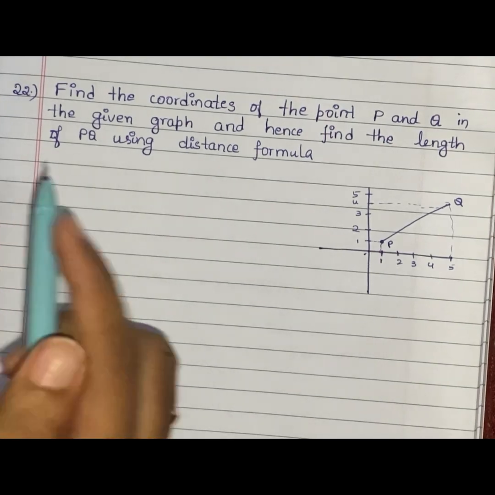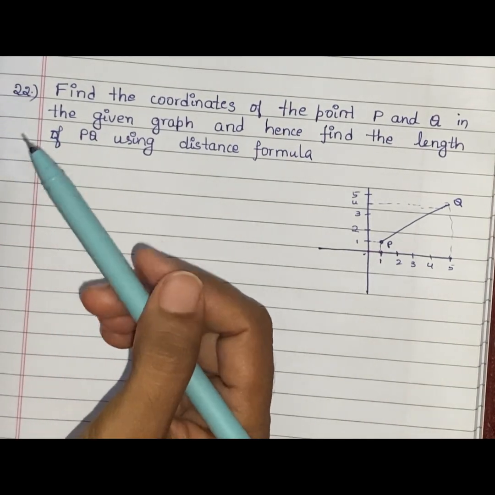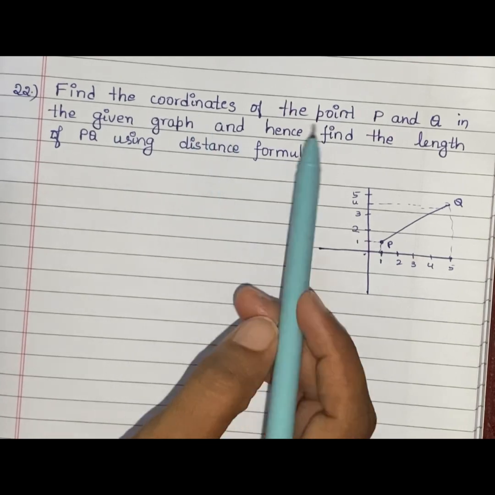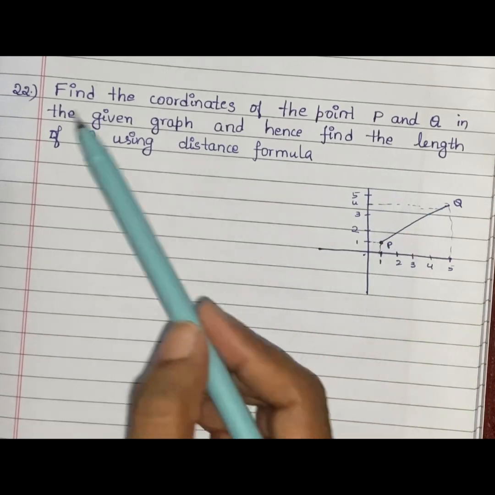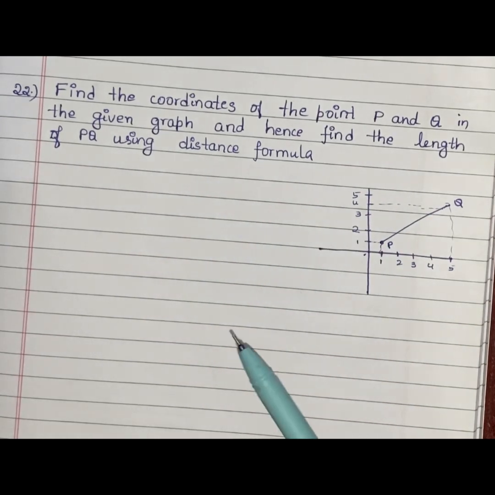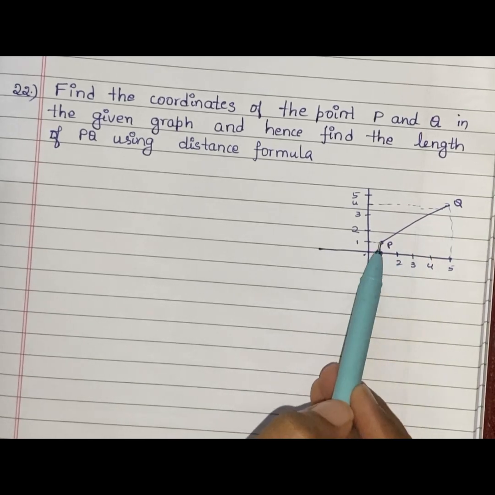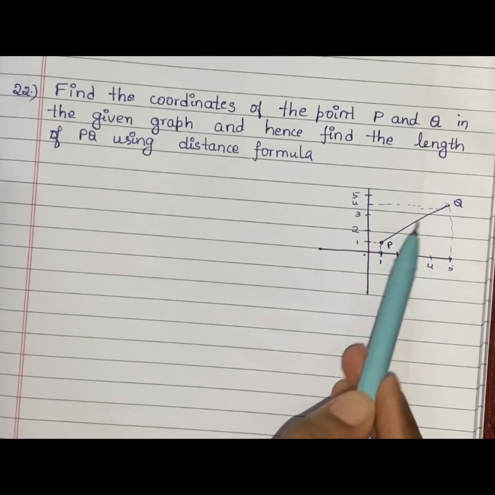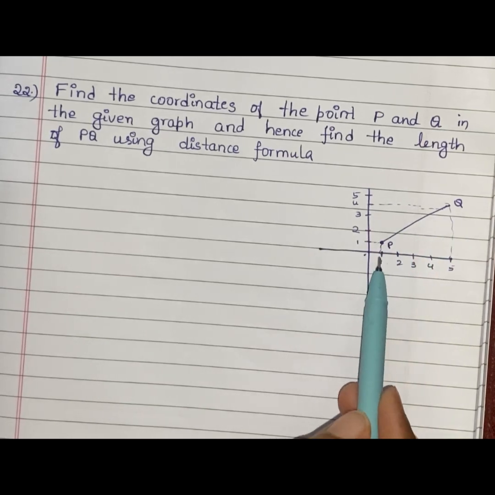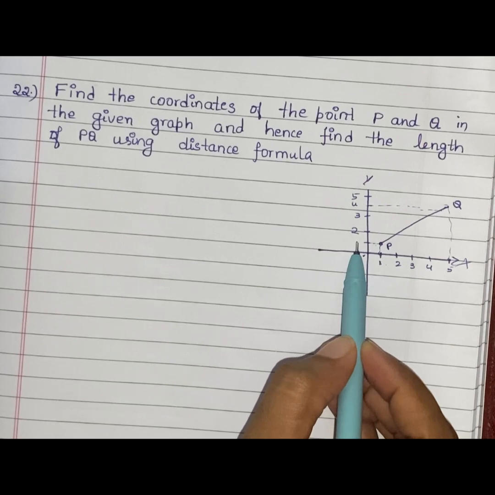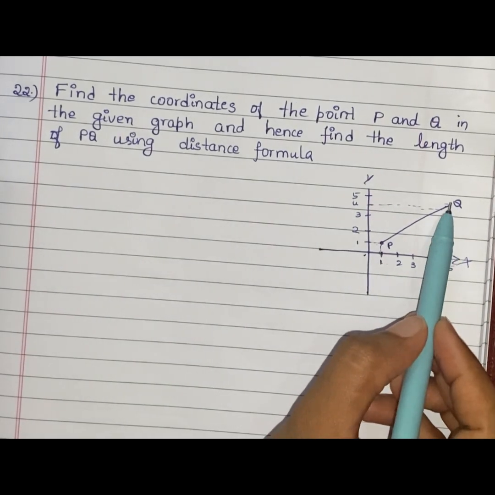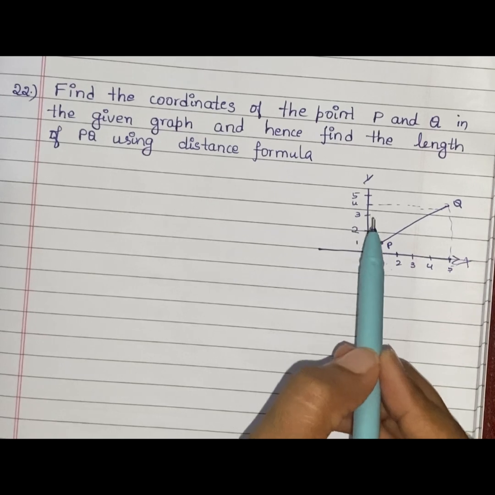Okay. So now 22nd question, that is find the coordinates of the point P and Q in the given graph and hence find the length of PQ using distance formula. Okay, so this is a graph they have given. So by just looking at the PQ point, we can just name the value of P and Q. Okay, so here value of P is nothing but, first we need to take x-axis value. So this is x-axis value, this is y-axis value, that is 1 and 1. P point 1 comma 1 and Q point 5 comma 4.